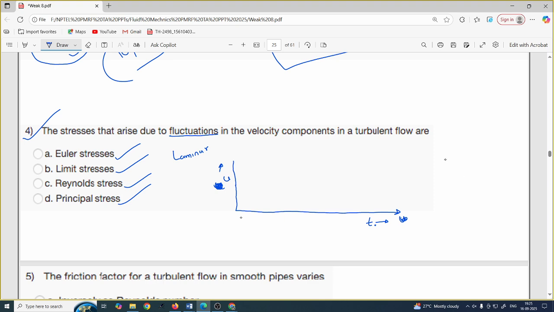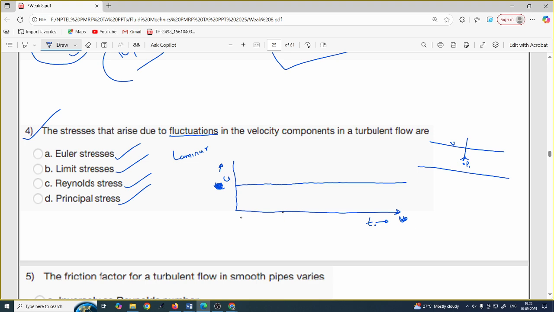So let us suppose you are measuring the velocity at a particular point using some instrument. Let us suppose you are measuring here at point P1. If the flow is laminar, you will get very smooth flow. There is no fluctuation in the flow. This is the laminar case.